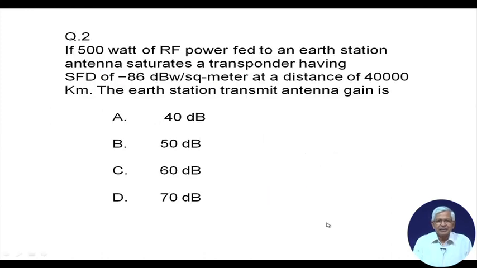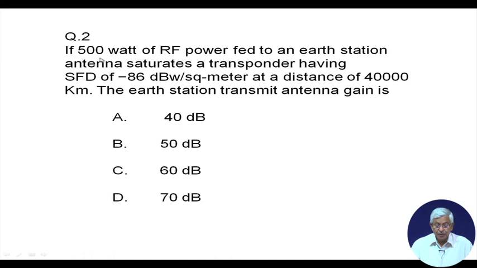Let us go to the second problem. If 500 watt of RF power is fed to an earth station antenna and that power is such that it saturates the transponder having saturation flux density, SFD, of minus 86 dBW per square meter at a distance of 40,000 kilometer.